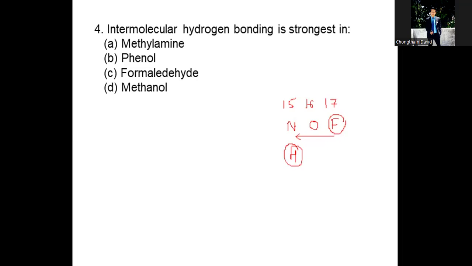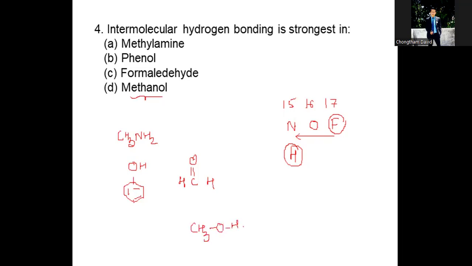So which must be the answer for question number D? If you observe carefully the structures, methanol will have the highest tendency to form hydrogen bonding. Let us draw the structure of this methylamine, CH3NH2, phenol. You have to check their bonding structure. Formaldehyde, and last of all, methanol.